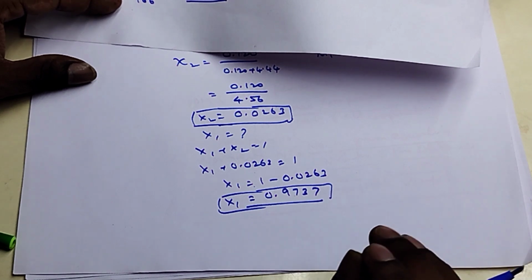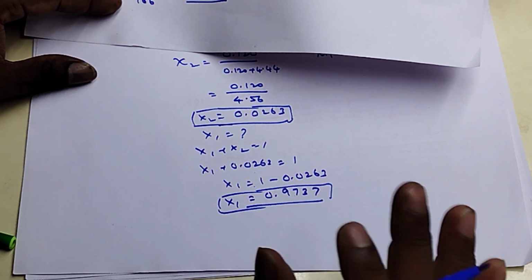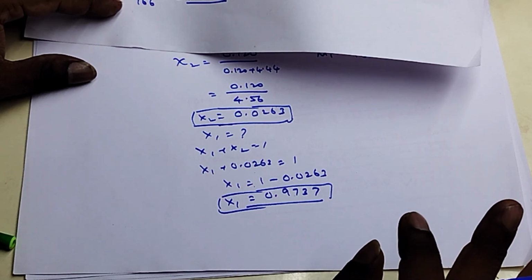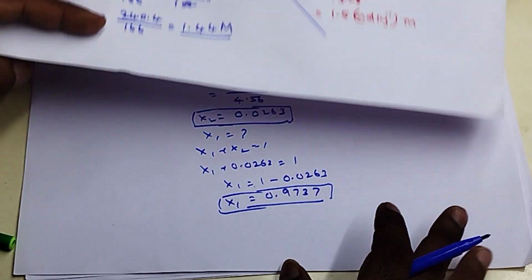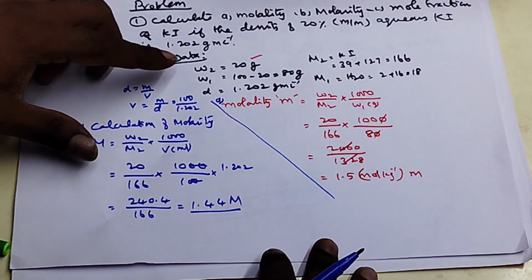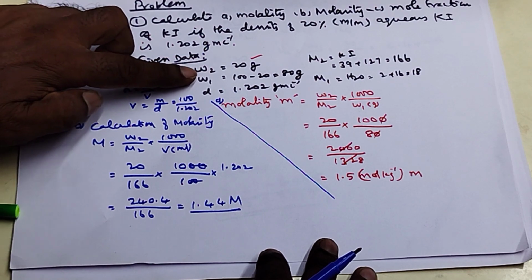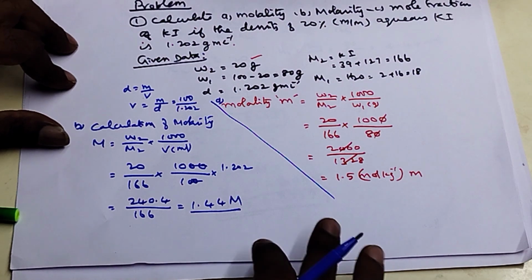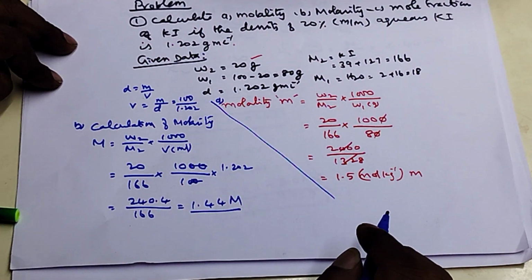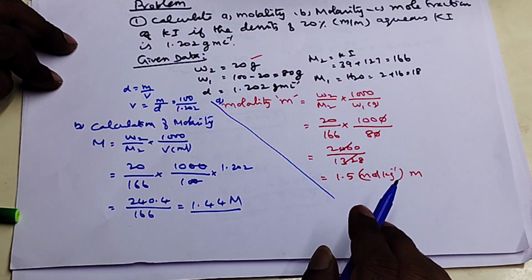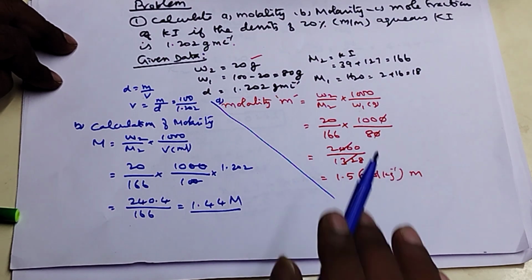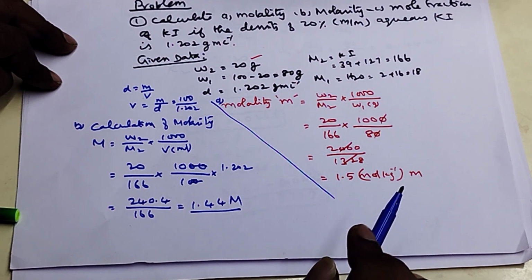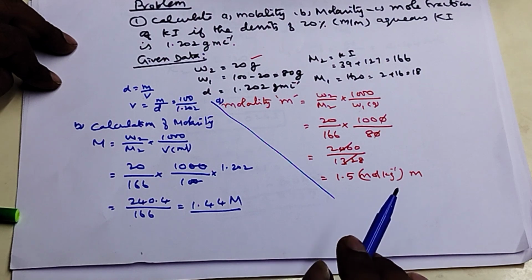So in this example problem, we wanted to calculate molality, molarity and mole fraction of KI. All are discussed here. Once again, the data given is: mass of solute is 20 grams, then mass of solvent is 100 minus 20, which is 80 grams. Density is given as 1.202. Then M2 for KI: you have to calculate the molar mass of solute, that is KI. Potassium atomic mass is 39 plus 127, which is 166. Then molar mass of solvent, that is water, 18.